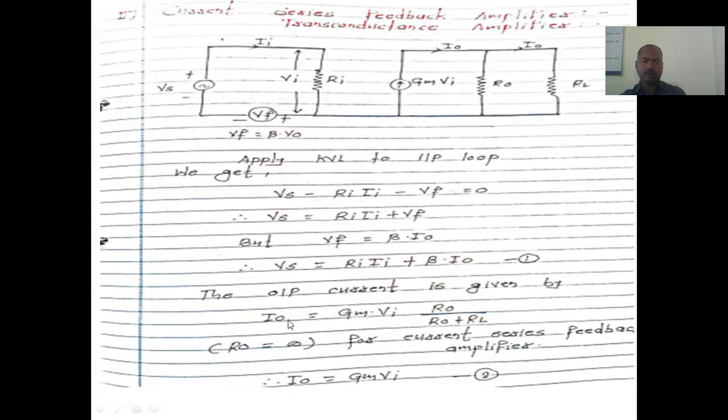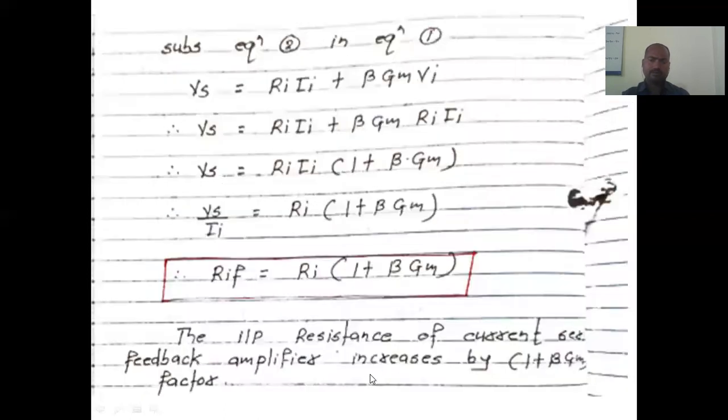So for I0, we have only Gm into Vi remaining, because all the R0 terms are infinite. Infinite plus some value is also infinite, so infinite divided by infinite is 1. So I0 is equal to Gm into Vi. Wherever I0 is coming, we put Gm into Vi. Okay, so substitute equation 2 in equation 1.